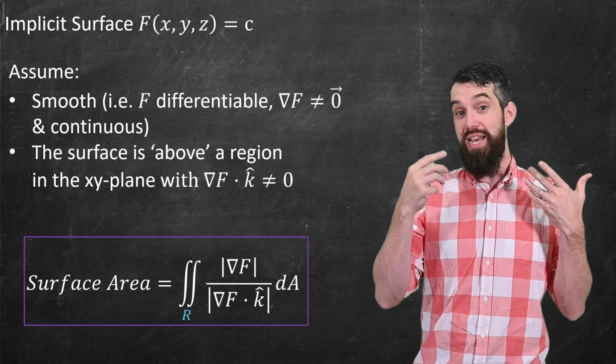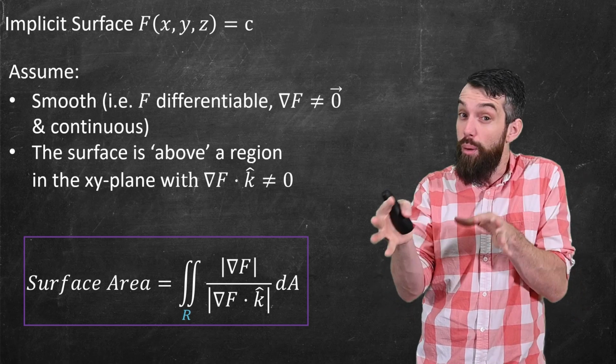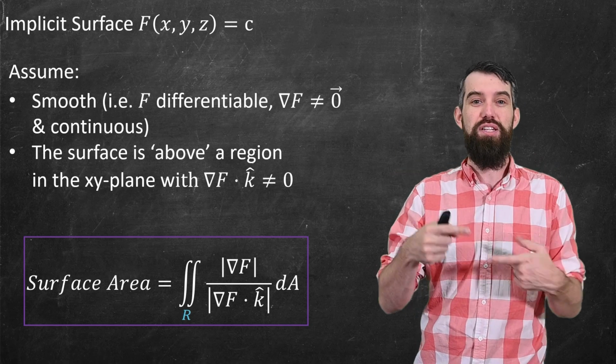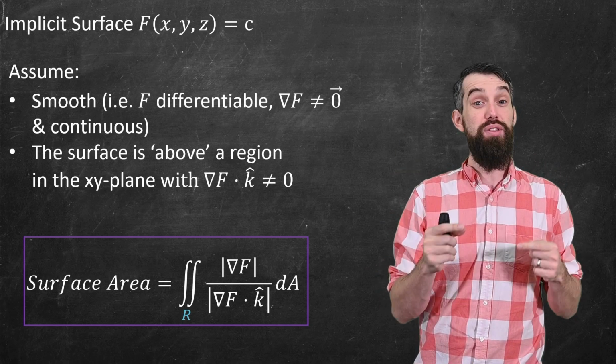Now, when we proved the analogous surface area formula for parametrically described surfaces, I spent a bunch of time on the derivation. I'm not going to do the same thing in this video.